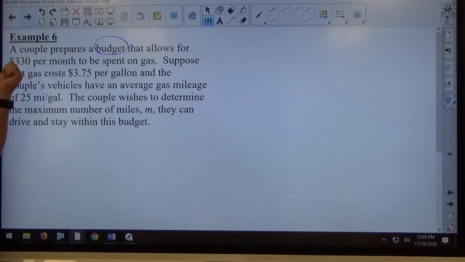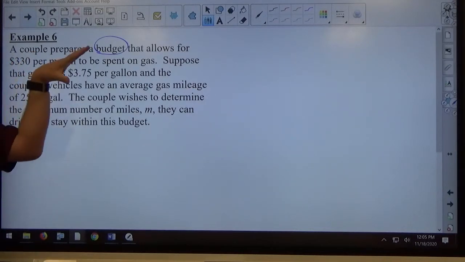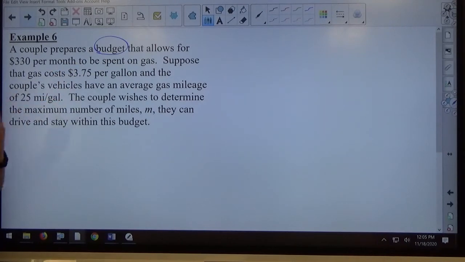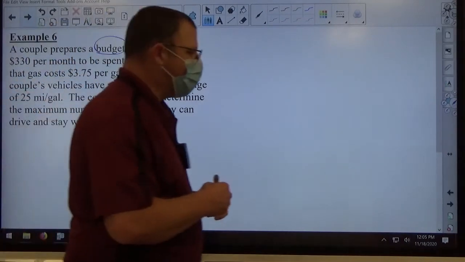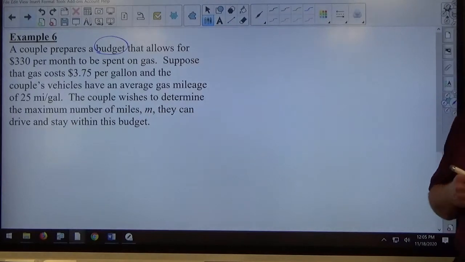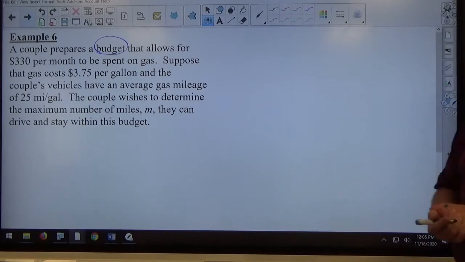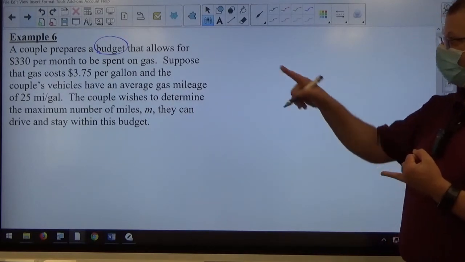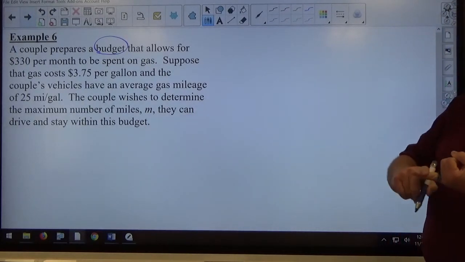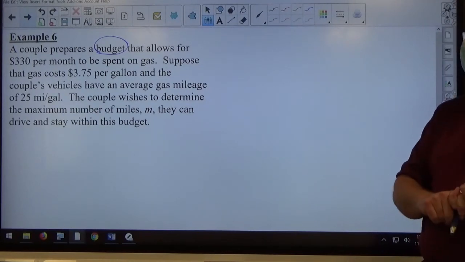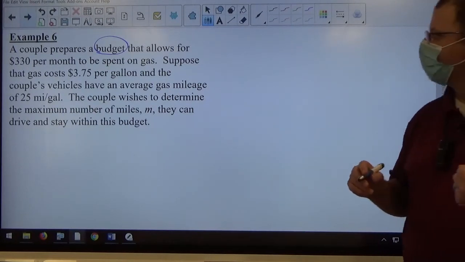And this couple says we're going to spend $330 a month on gas. Now they're trying to figure out how much they can drive. But again, that's just something to think about. It's useful. I would recommend it for everybody. So, they're allowing themselves $330 per month to be spent on gas. Price of gas per gallon matters. The average miles per gallon the vehicles get matters, right?